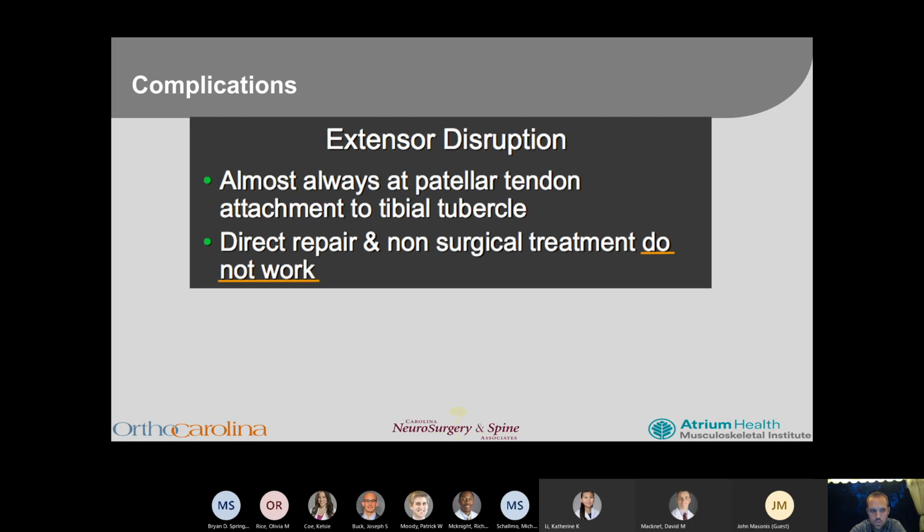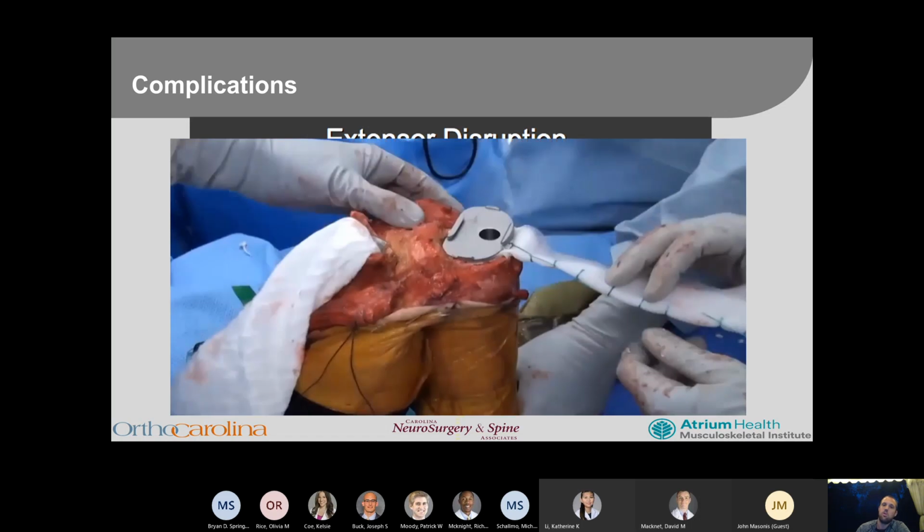Extensor disruption is almost always at the patellar tendon attachment to the tibial tubercle, and these can be real disasters. Direct repair and non-surgical treatment never work. I think Marlex mesh has been around long enough that it's probably testable at this point. And that's what you see here, this kind of long white strip that's coming out of the tibial base plate there. So Marlex mesh is a mesh that's used for hernia repairs. And essentially what you do is roll it up kind of like an anchovy almost, and sew it together, and then incorporate that into the quad so that it kind of functions like a patellar tendon.